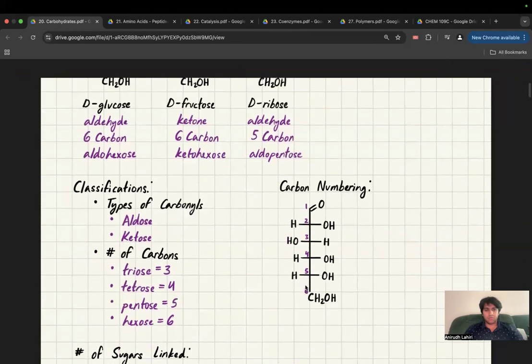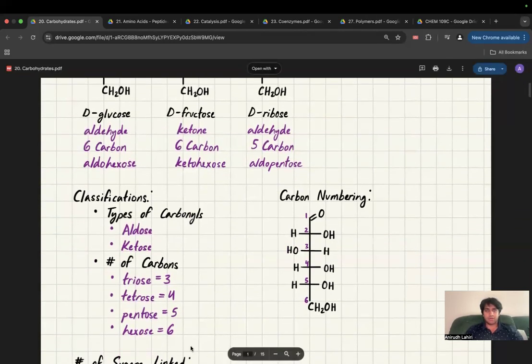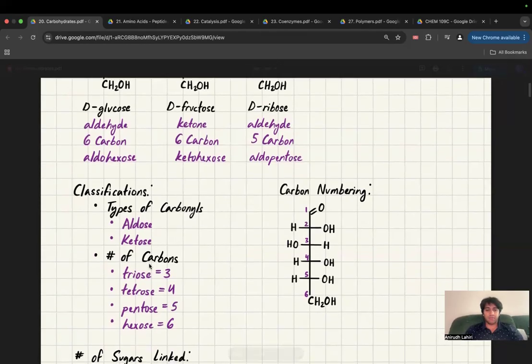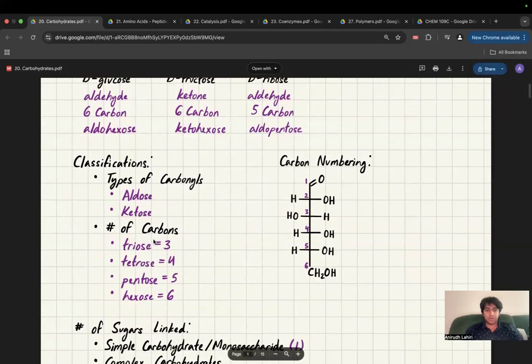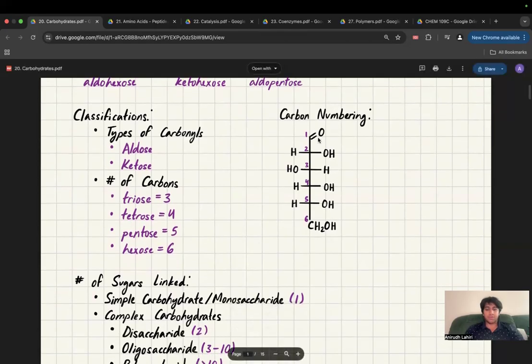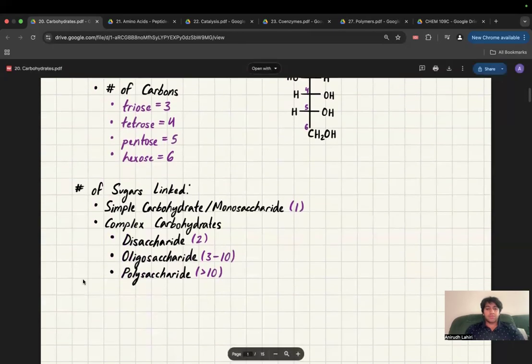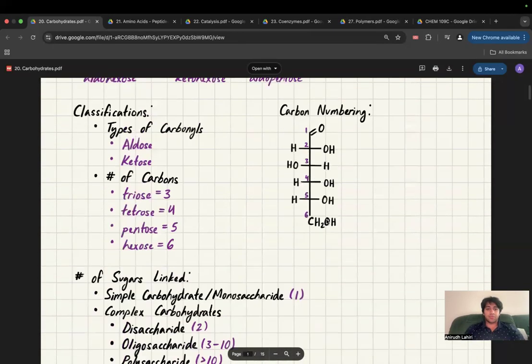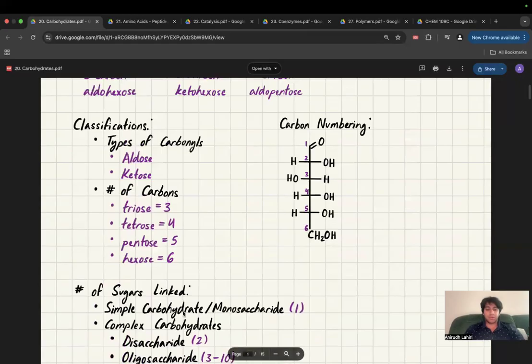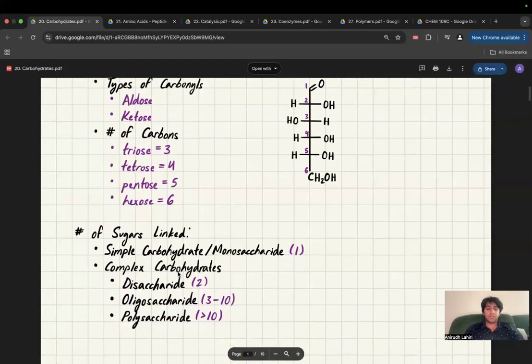Cool. So the easiest and a very common way to classify sugars is by the type of carbonyl and the number of carbons we have. So aldotriose, aldotetrose, aldopentose, aldohexose: whichever carbonyl type we have plus the number of carbons. In terms of number of sugars linked, this is a simple sugar, just one sugar. We call that a simple carb or a monosaccharide. For complex sugars, we split into three categories. If we have two linked, that's a disaccharide. 3 to 10 is an oligosaccharide. And anything past 10 is a polysaccharide.